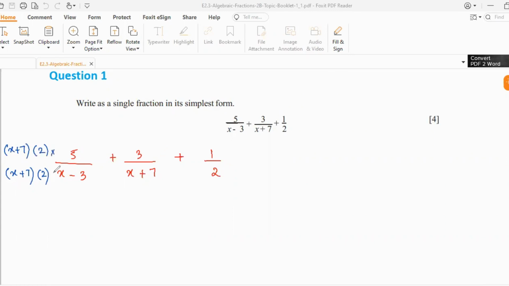Similarly, for the second fraction, what's missing in the denominator is x minus 3 and 2. So we're going to multiply x minus 3 and 2 with both the numerator and denominator. And with the last fraction, what's missing is both x minus 3 and x plus 7. That's what we're going to multiply with both the numerator and denominator.